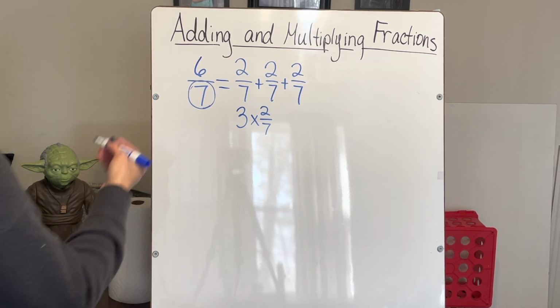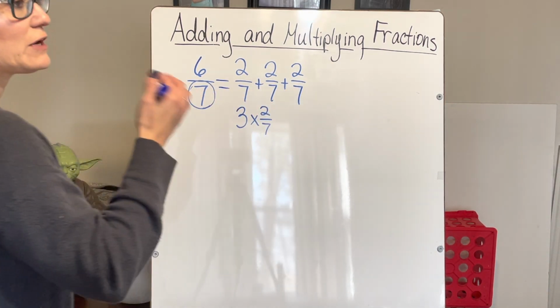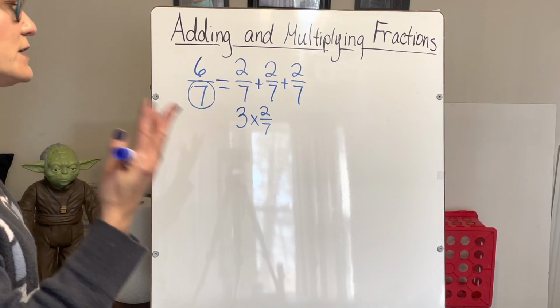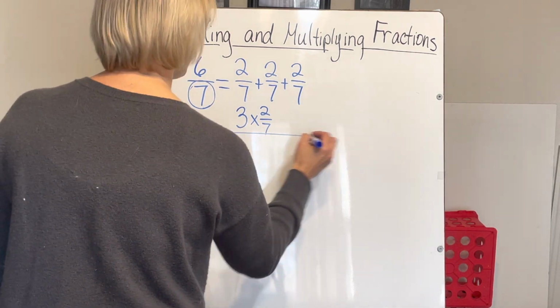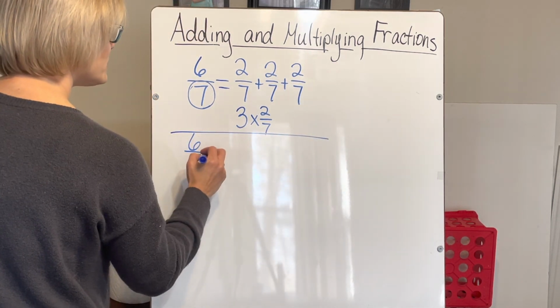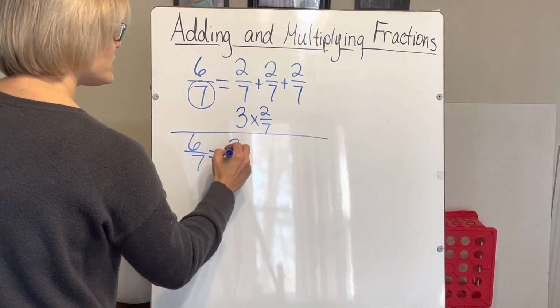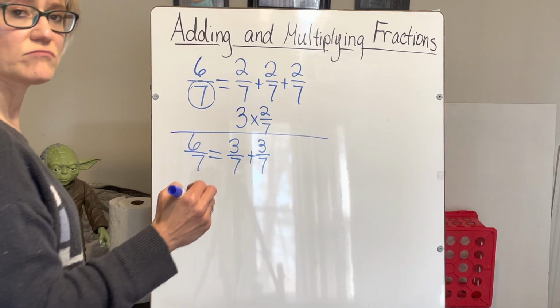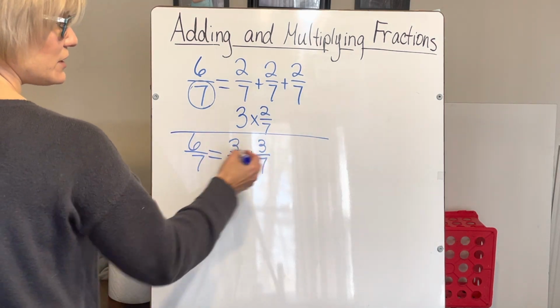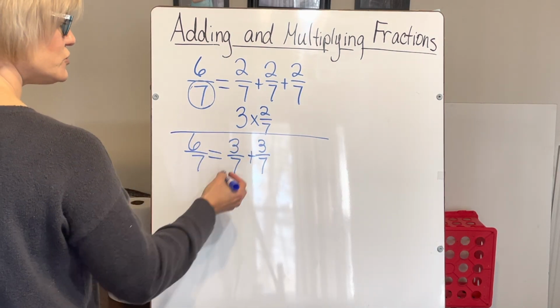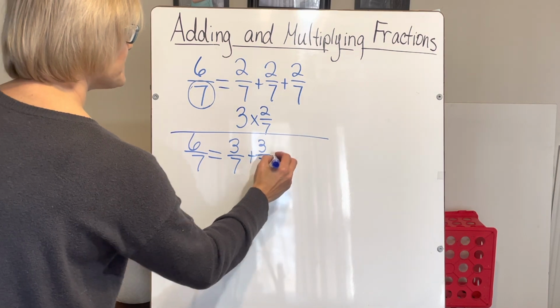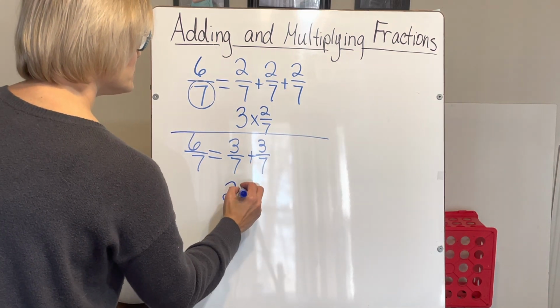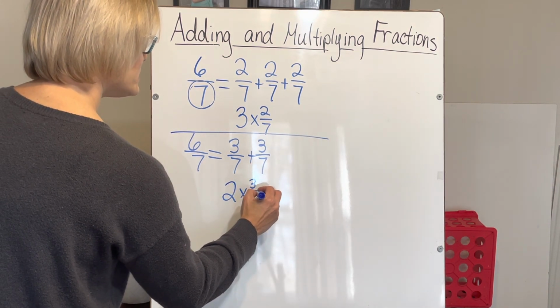Okay, now I could have done this a different way. I was thinking about that. That's why I was thinking, how do I show you a different way to do this? So I could also do 3/7 plus 3/7. Okay, and how many of those do I need? Well, I only need 2 of them. So I could say 2 times 3/7.